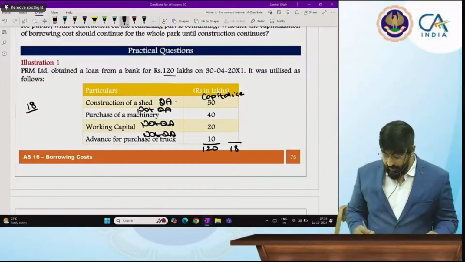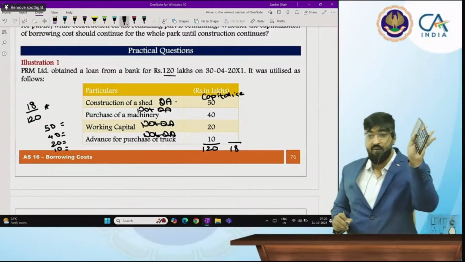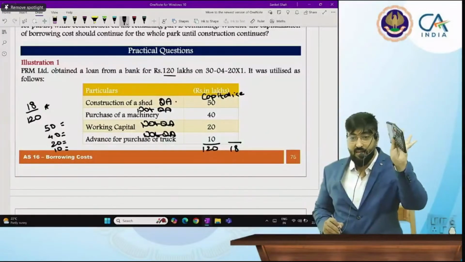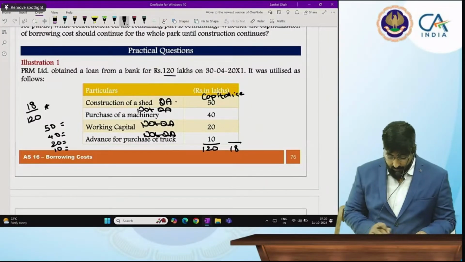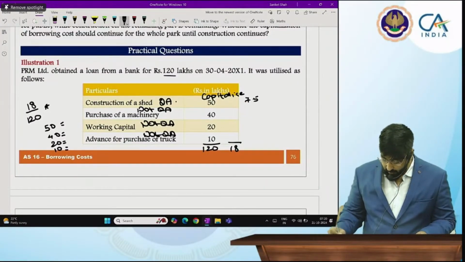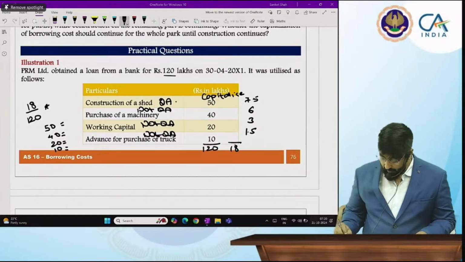Divide 18 by 120 into 50. On the calculator, press 50 is equal to 7.5. Very good. Then press 40 is equal to 6. Then press 20 is equal to 3. And 10 is equal to 1.5. So the total is 18.